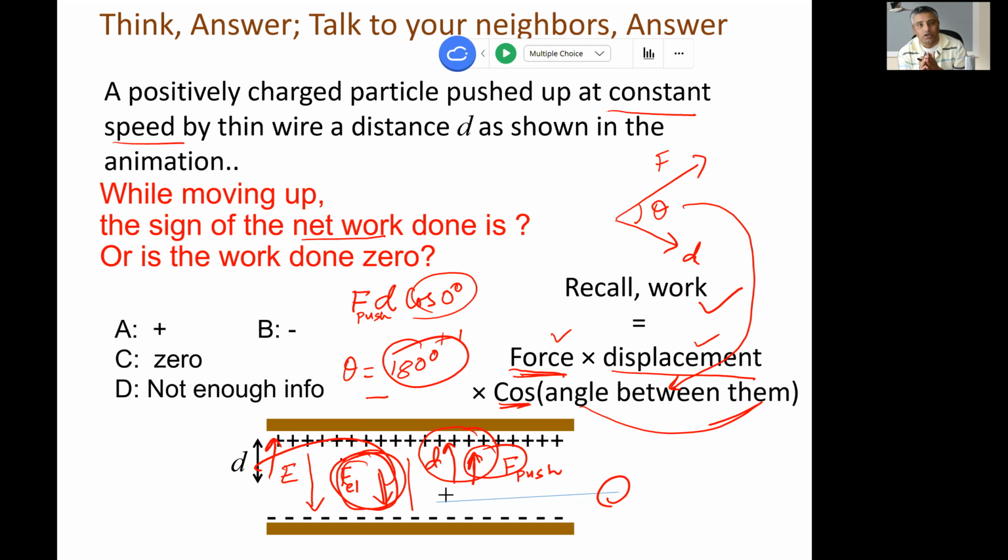So the total work or net work is the sum of those. When we add them, it becomes 0 because they are equal in value, and one has a positive sign, another one has a negative sign. So that's why C is the correct answer in this case.